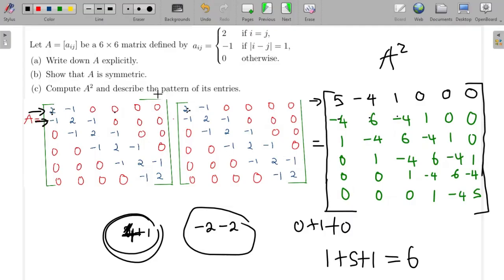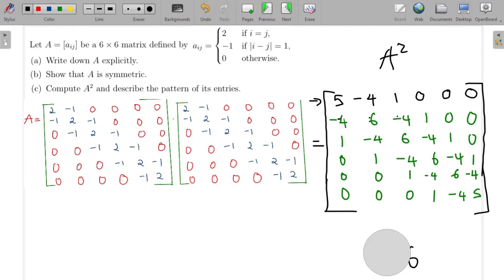So now the other question was to describe the pattern of these entries for the A squared. So what can we see there? And then we describe it. I earlier said by description, you can just easily express this in a piecewise function like that. So what we can see from here is that the main diagonal has 5 at the ends and then 6 in the middle. So you can see there's 5 there, there's 5, and then the rest that are in the middle are just 6.